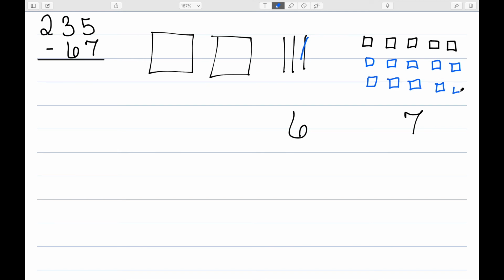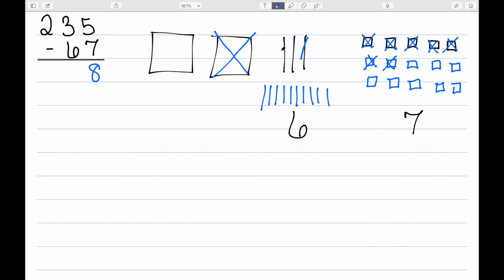And then I can now remove 7 of them. So we have 1, 2, 3, 4, 5, 6, 7. And now we have 1, 2, 3, 4, 5, 6, 7, 8 left. For my 10 blocks, I now only have 2 and I need to remove 6. I can't do that. So I'm going to remove one of my 100 blocks and break it apart into 10 10 blocks.